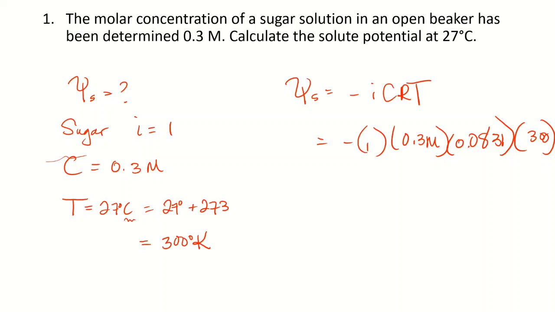If you go ahead and multiply that out, and on the test, remember you do have a calculator in part for this, that's going to equal negative 7.48. And that is your answer. That is your solute potential.